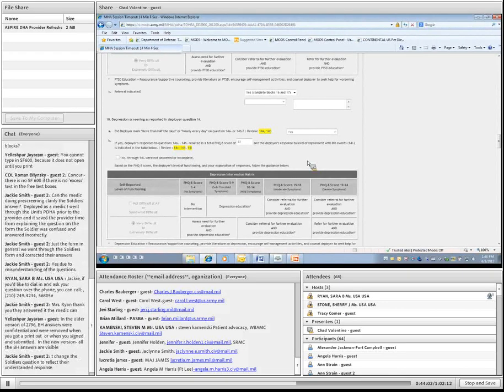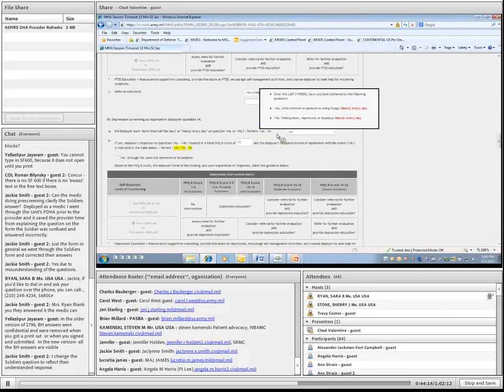This covers the depression questions. I'm sorry, question 10 covers question 14 for the deployer. It's asking, did the deployer mark more than half the days or nearly every day on questions 14A through 14B? When we pull this up, on question 14, little interest or pleasure in doing things was answered nearly every day, and feeling down, depressed, or hopeless, nearly every day. So we got a positive response, and the answer was yes.